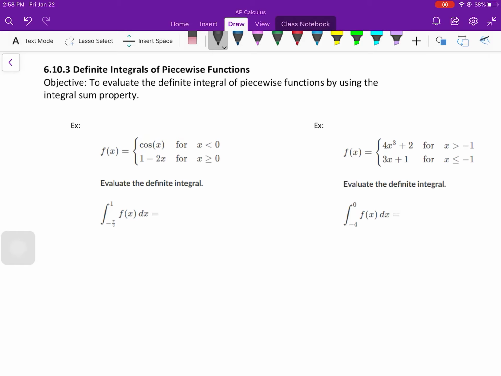Integrating piecewise functions seems difficult. The idea should be very simple though. So remember, a piecewise function is changing based upon the domain. So if you picture a number line, let me just draw a number line for this problem real quick.